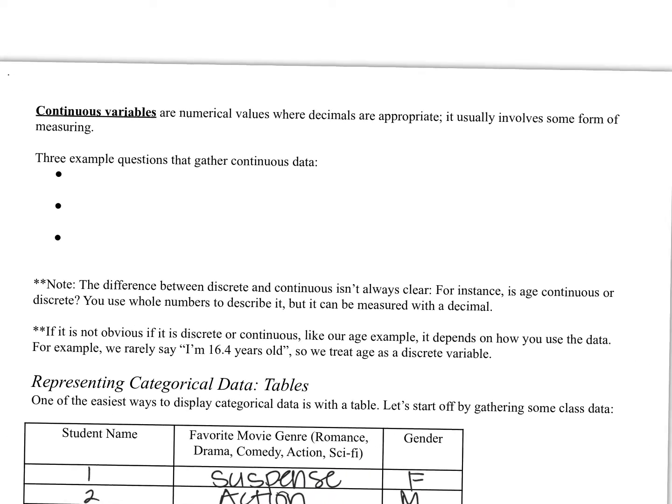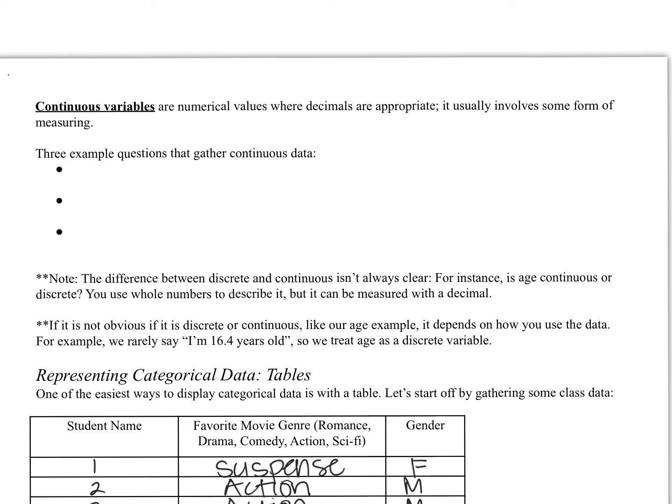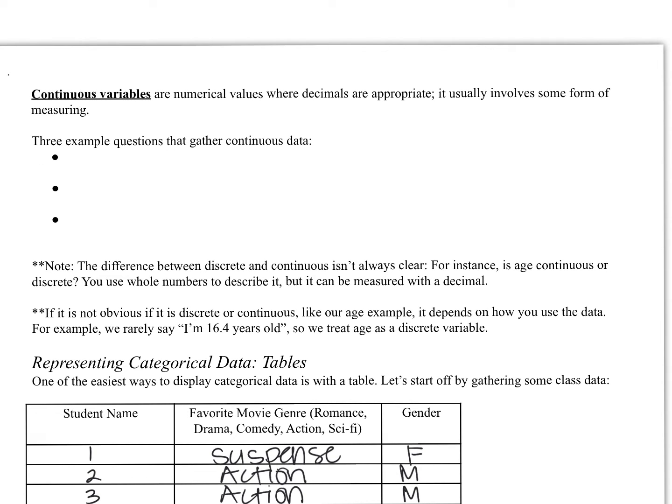Next, we have continuous variables. So these are numerical values where decimals are appropriate. So you're usually measuring something. Continuous variables can take on any value in a range. So for example, if you want to figure out how tall the class is on average, or the weight, so height and weight, two very common examples of continuous variables. And then we can also use time. So time can take on decimals, and you can represent it with a decimal, no problem.